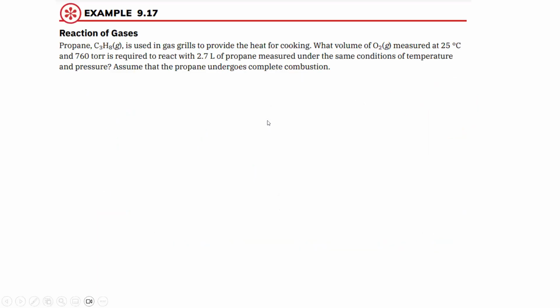So when we look at the example here, propane, if you've ever used a grill, likely it used propane. You can get them from gas stations and supermarkets and things like that. That's going to be the gas that's used for cooking in those types of grills. And we want to figure out what volume of oxygen at 25 degrees Celsius and 760 torr, so it's 1 atmosphere of pressure, is required to react with 2.7 liters of propane under those same conditions.